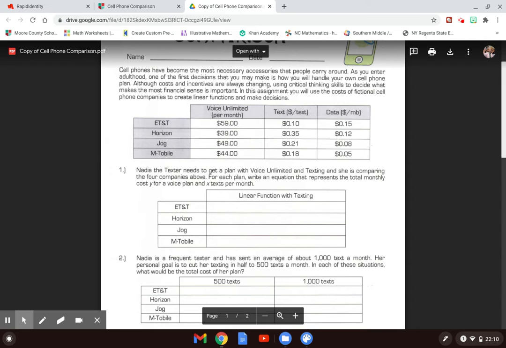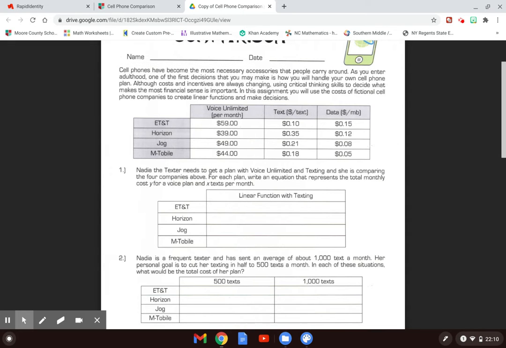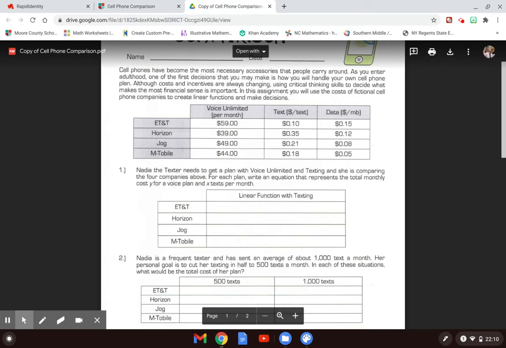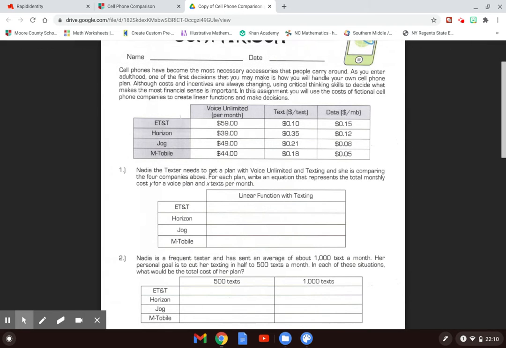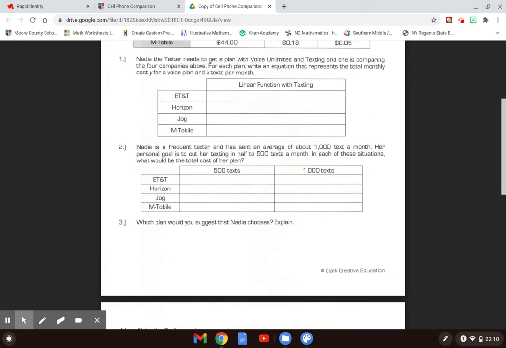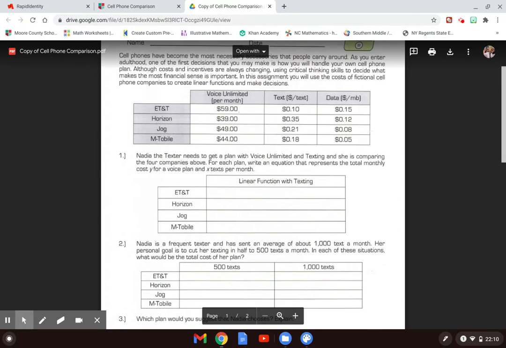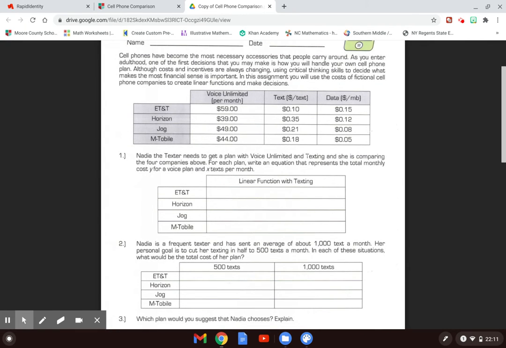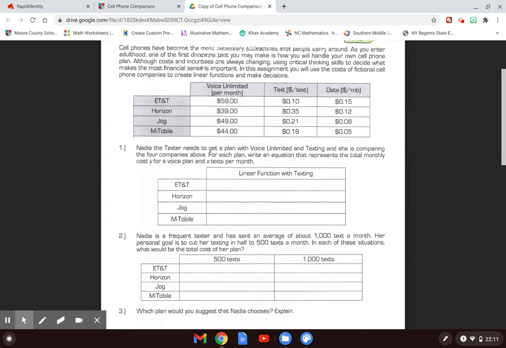Okay? So if you look here, first of all, you have a chart or a table, and it's got voice unlimited, text and data amounts, and it's got your 4 different companies listed over here. And then if we read our first scenario, it says Nadia the texter needs to get a plan with voice unlimited and texting, and she is comparing the 4 companies above. So first of all, notice it says voice unlimited and texting. So anytime we see the word and in math, that means addition. Okay? And she's comparing the 4 companies.